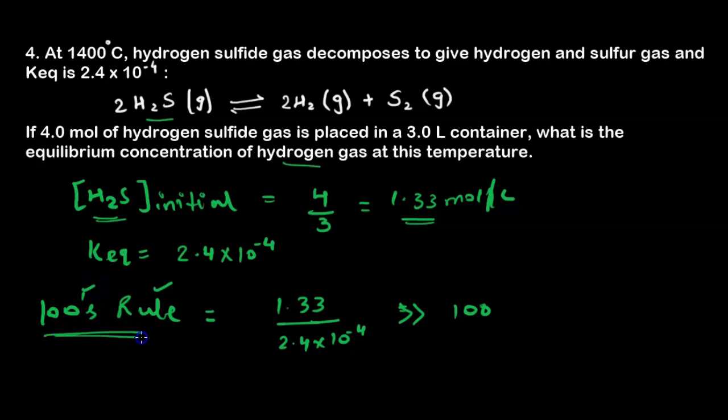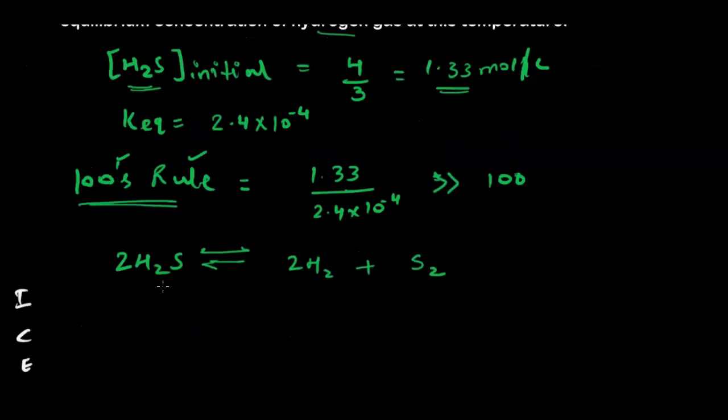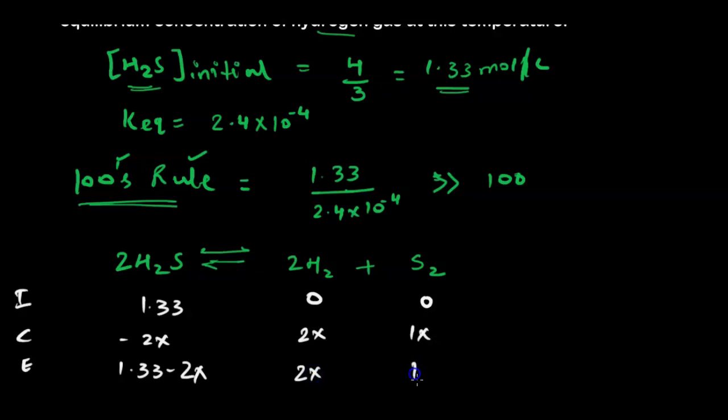Now, we are going to use this hundreds rule after we write the ICE table. So let's write the equation first. We have 2H2S giving us 2H2 plus S2. Initial concentration of H2S is 1.33. We are not given initial concentrations of hydrogen and sulfur, so those are 0. Change is minus 2x here, plus 2x here, and plus 1x here. Equilibrium concentration is 1.33 minus 2x, this is 2x, and this is 0 plus 1x, which is 1x.